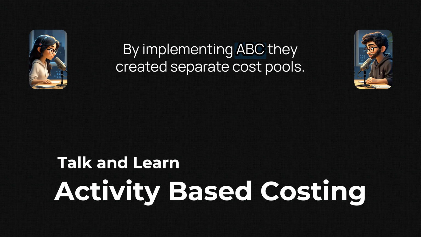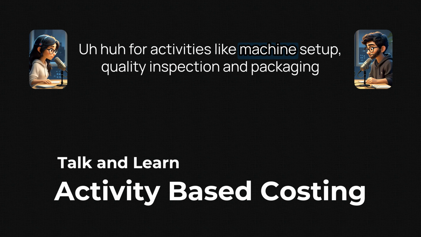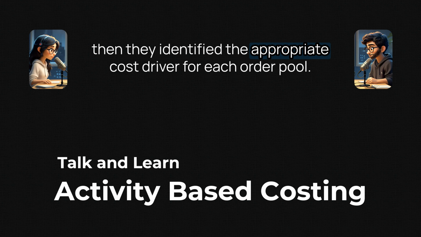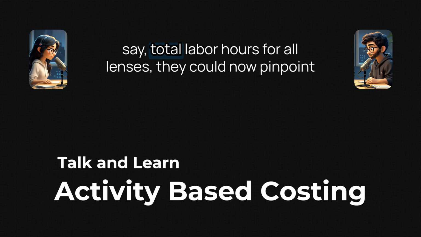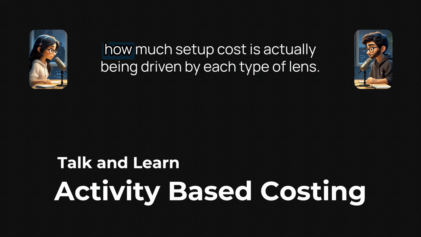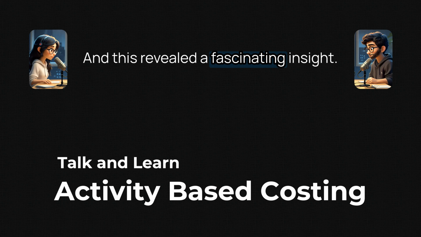By implementing ABC, they created separate cost pools for activities like machine setup, quality inspection, and packaging. Then they identified the appropriate cost driver for each pool. So instead of just spreading those setup costs based on, say, total labor hours for all lenses, they could now pinpoint how much setup cost is actually being driven by each type of lens. Precisely. And this revealed a fascinating insight.